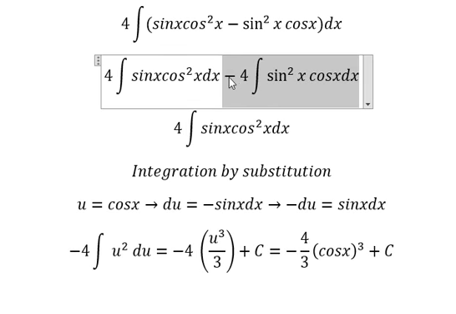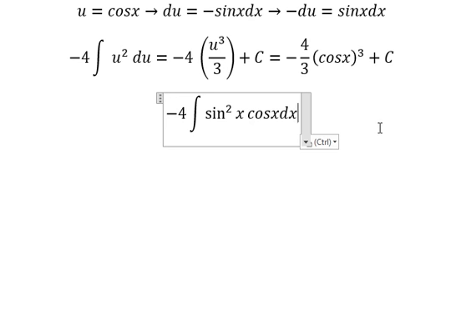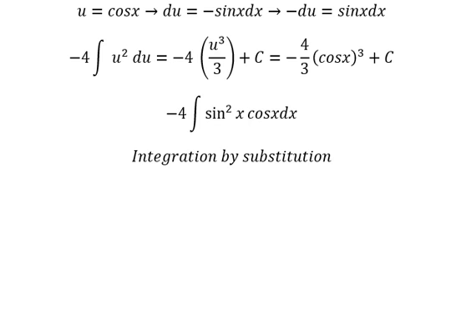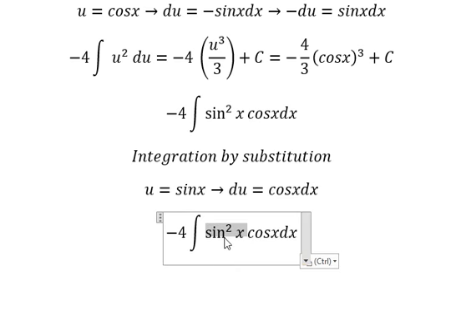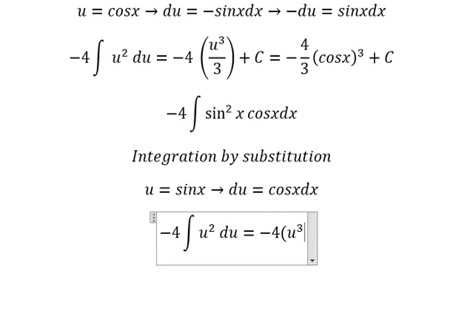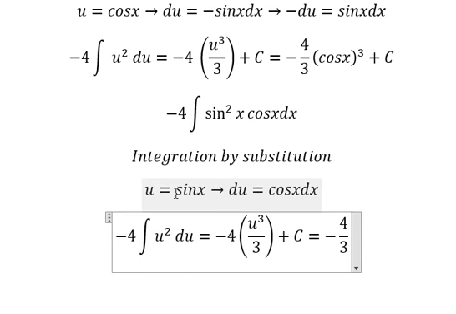Now let's go to the second one. We need to use integration by substitution. So I will put u equal to sine x, du we got cosine x dx. So this one we change by u. Cosine x dx we change by du. And we got u to the power of 3 over 3 plus c. About u, that's sine x.